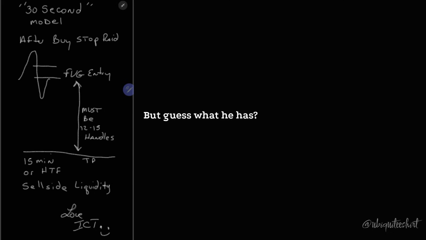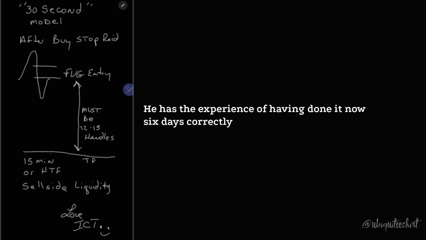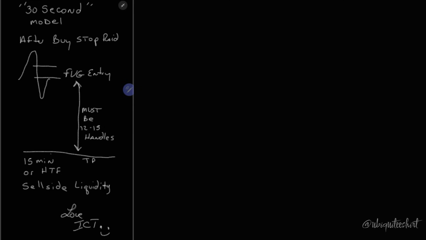But guess what he has? He has the experience of having done it now 6 days correctly and making over $200. He did more in 6 days using this model that's not even complete, because it's a graduated model. What does that mean?